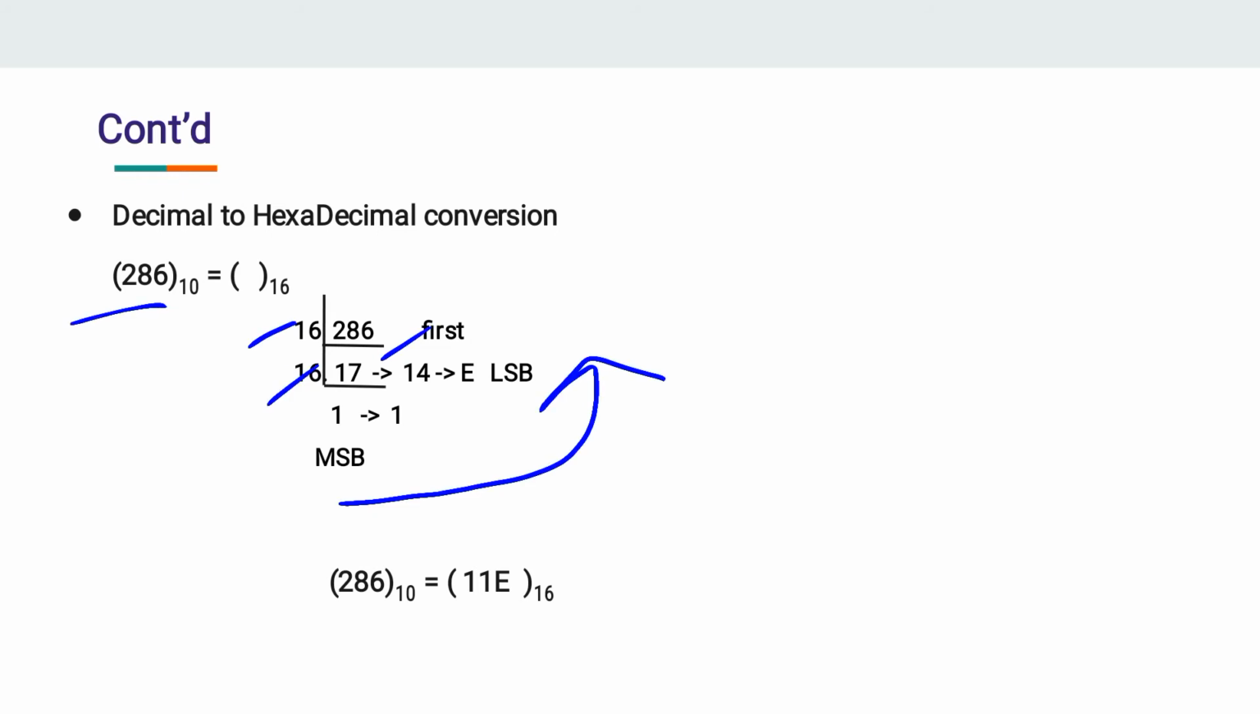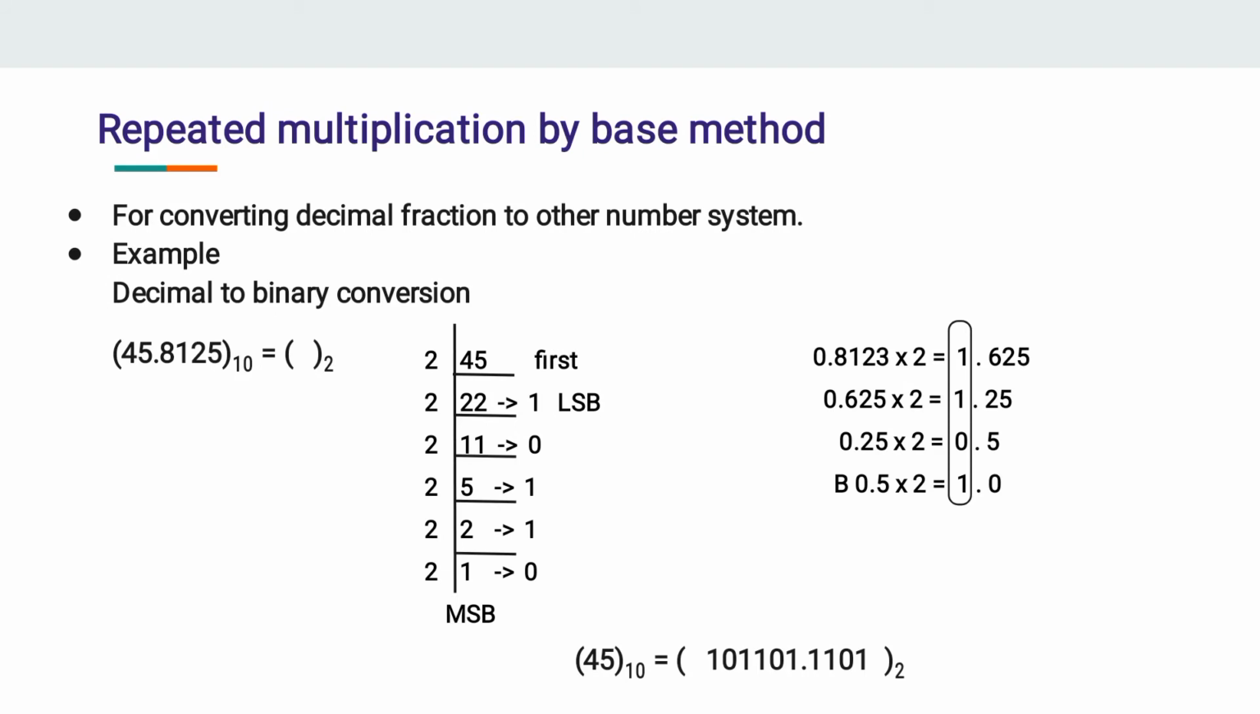By this, repeated division by base is completed. Next we move to the next method, repeated multiplication by the base, to convert the decimal fraction. For the fraction part we have to go for the repeated multiplication by base method. So this is the same example taken in the previous slides, that is 45. I am extending that question with the fraction part, that is .8125.